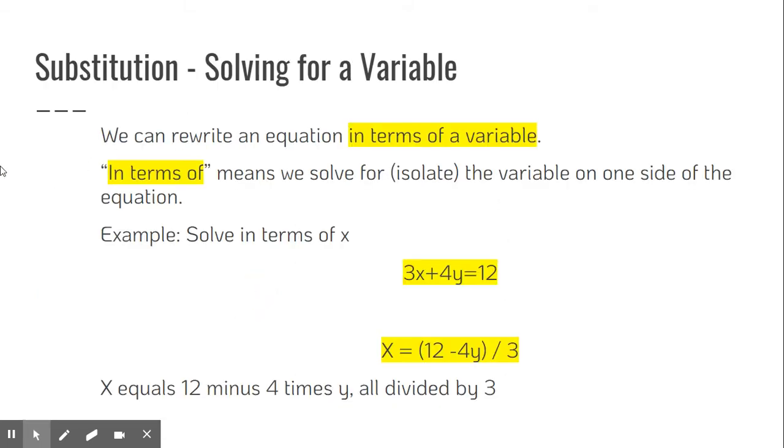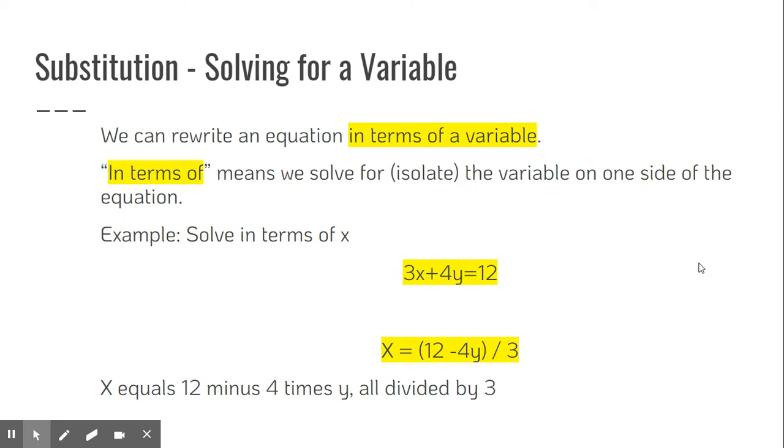In order to use substitution, we need to be able to solve for a variable. So we know that we can rewrite an equation in terms of a variable. In terms of means we solve for or isolate the variable on one side of the equation. For example, let's solve in terms of x. If we have the equation 3x plus 4y equals 12, I could subtract the 4y and then divide by 3 to get x equals (12 minus 4y) divided by 3. So that would be solving in terms of x.